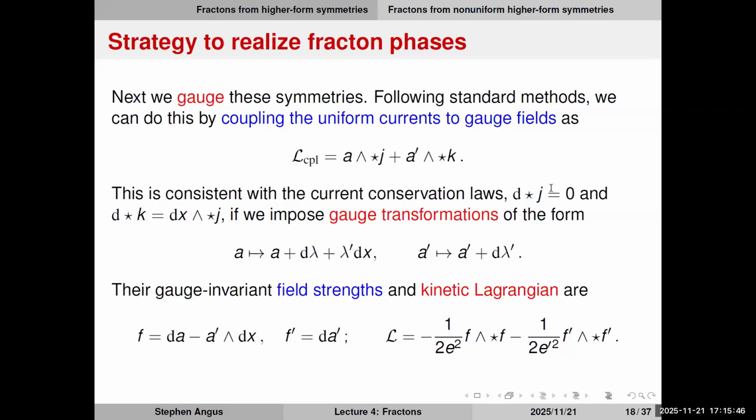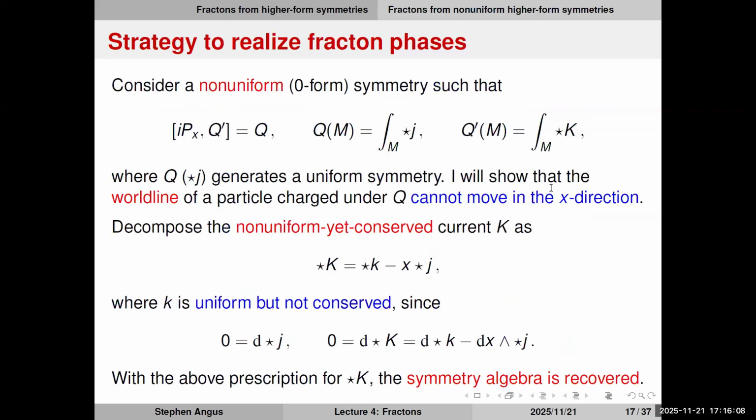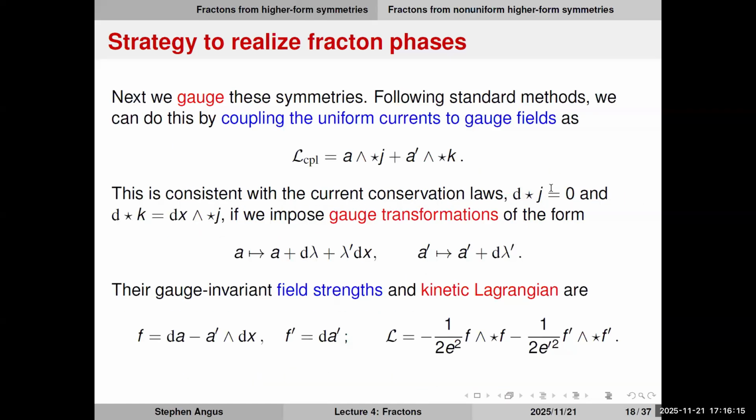So for example, A prime has a standard gauge transformation that transforms to some d lambda prime. But A is non-standard. It has the usual d lambda term, but then it also has a lambda prime dx term. But we need that in order to compensate for this extra term that we had in the current conservation law. So anyway, this is how it works out.